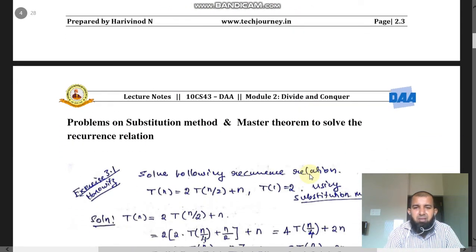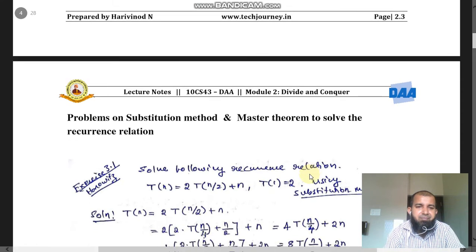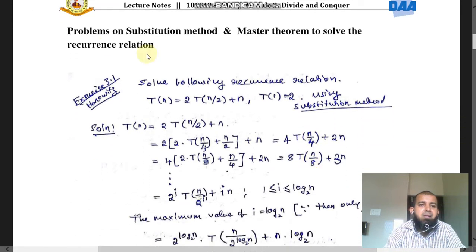So we'll solve some more problems, problems on substitution method and master theorem to solve recurrence relations. Solve the following recursive relations. You have to solve the recursive relation T(n) = 2T(n/2) + n, T(1) = 2.